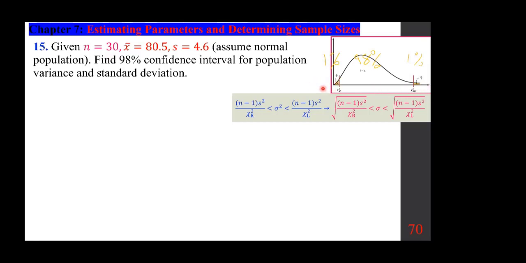For chi squared of the left, we want the area to the right, which is 99% or 0.99. That's the thing you want to be careful of. Therefore, degrees of freedom is 29, 98% confidence interval, subtract from 1, you get 0.02. So for chi squared of the right, the area to the right is 0.01. But for chi squared of the left, the area to the right of that is 0.99.